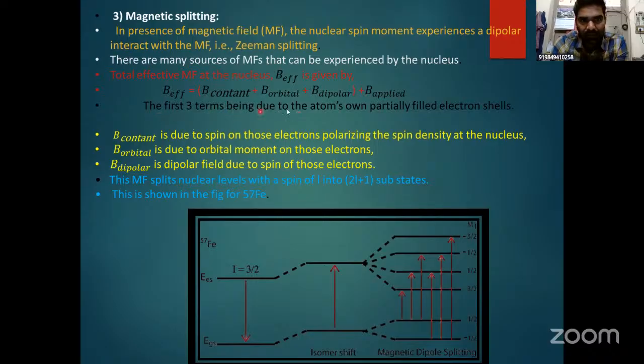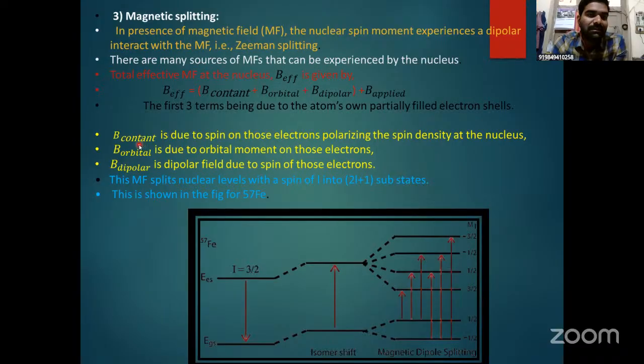The first three terms are due to the atom's own partially filled electron shells. The first three, B constant, B orbital, and B dipolar, are due to the same atom, which is partially filled. Due to the partial filling of these shells, these three will occur. The next one is due to the external field.